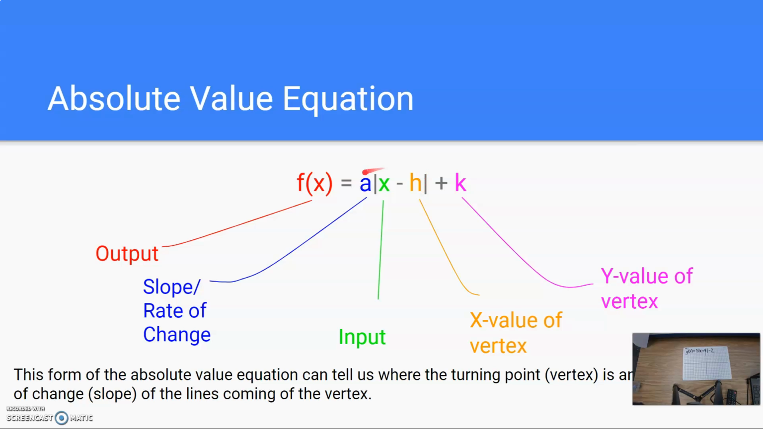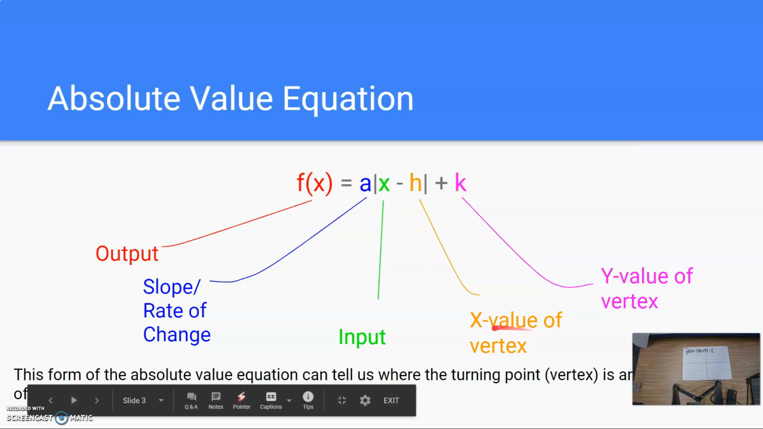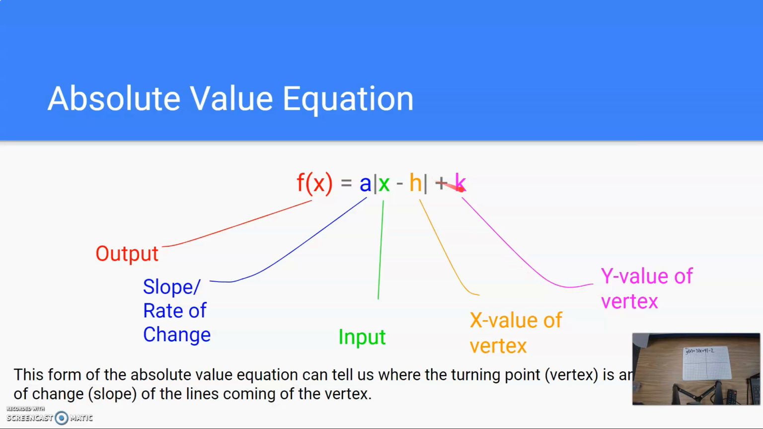H is always inside the bars, okay? K is always outside the bars. And H just represents the x value of what we call the vertex or turning point, and K represents the y value of that vertex. You can kind of keep in mind that the x value of the vertex is in the bars with the x. The y value of the vertex is away from the x, outside the bars.